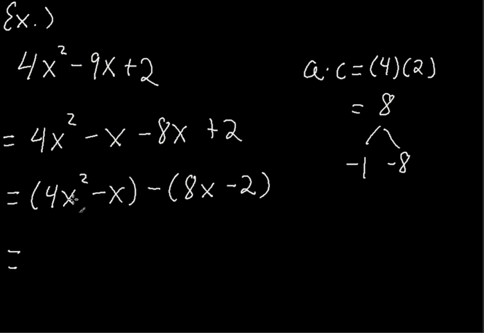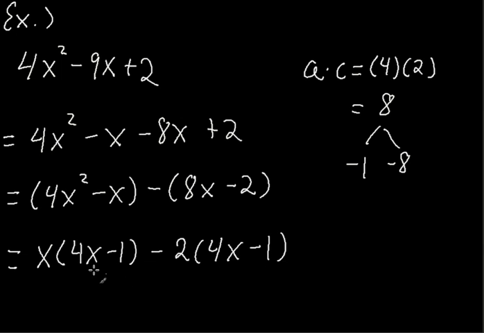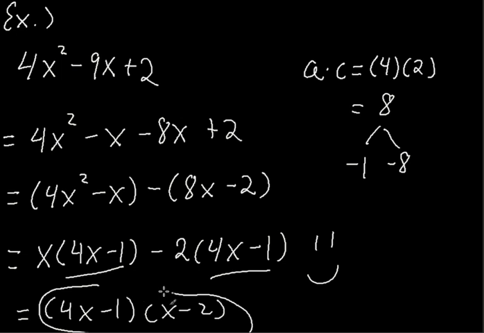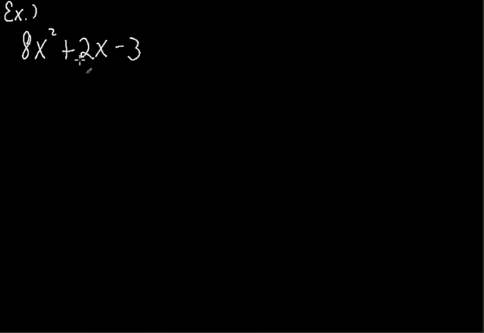Okay, so out of 4x squared and x, what can I take out? An x, so 4x minus 1. 8 and 2, what can I take out? I can take out a 2, 4x minus 1. These are the same, which is great, because that means I can factor them out, and I leave behind x minus 2. All right, so I claim if you redistribute this, you'll get back the original trinomial.